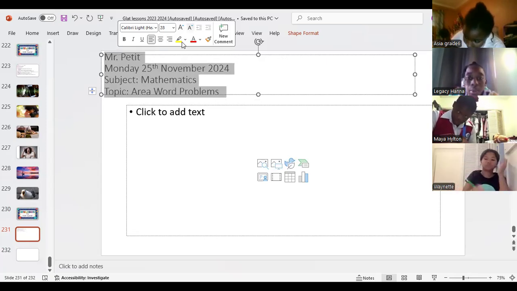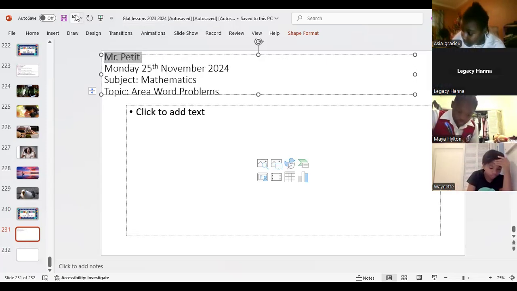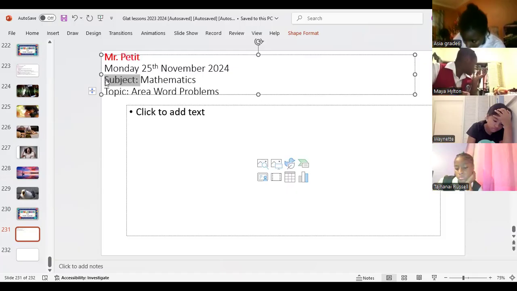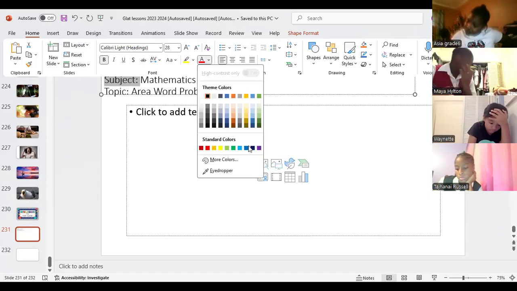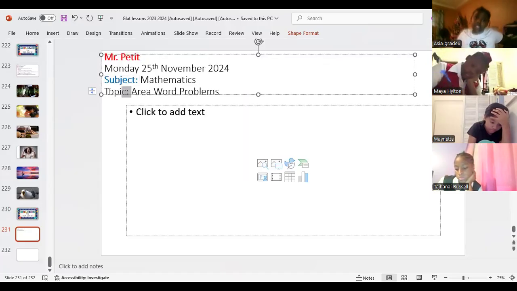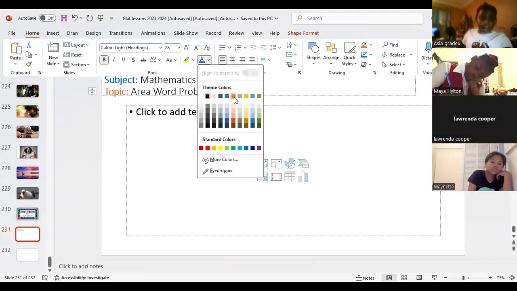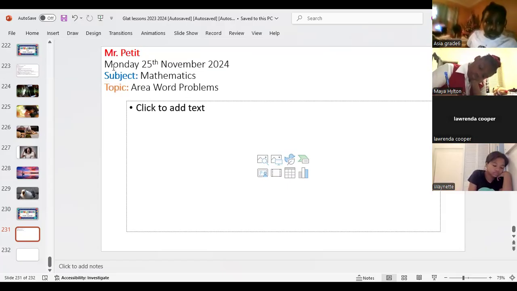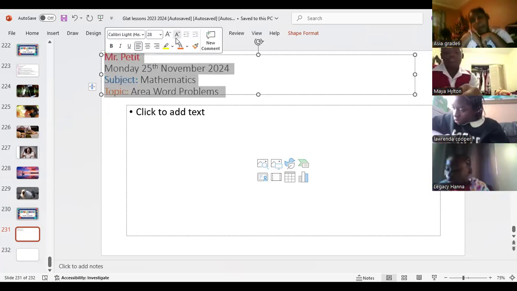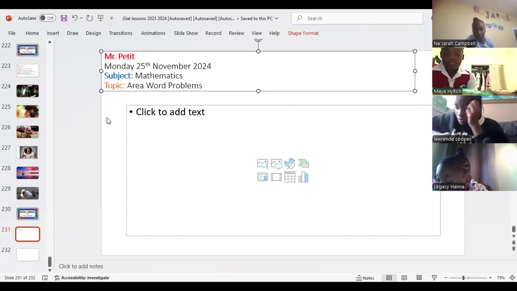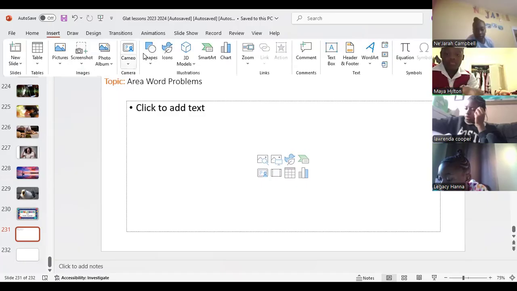Excuse me, Mr. Petit, can I shuffle my pencil, please? So we can quickly. All right. So we're looking at area word problems. Excuse me. Go ahead. Do we need a ruler for this? Yes, you definitely do need a ruler. Can I get my ruler, please? You can.